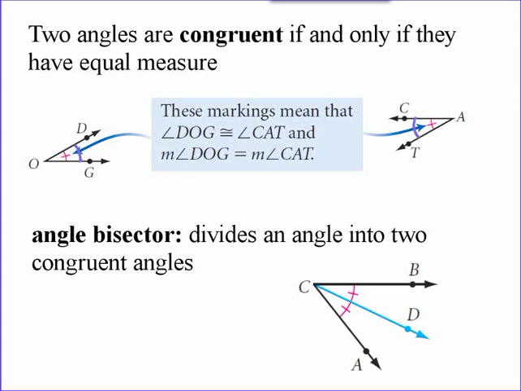Now, the angle bisector in here would be named how? How would we name this angle bisector? Ray CD. Ray CD, very good. If you notice here, this angle bisector is a ray. It has an endpoint and continues on forever in one direction.